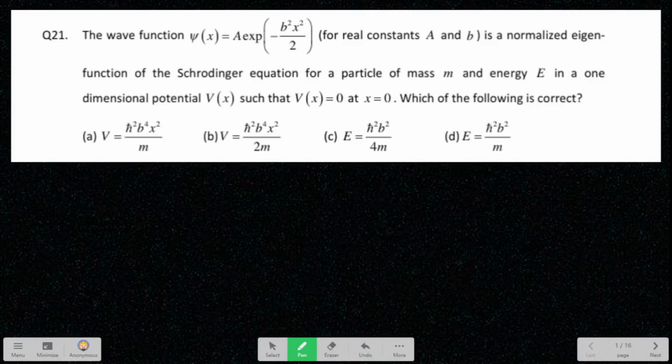In this question from JEST 2019, we are given a wave function psi of x equal to A e raised to minus b square x square upon 2, and we are also given a condition on potential that V of x equal to 0 at x equal to 0.